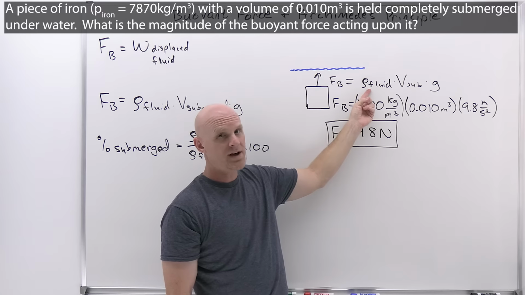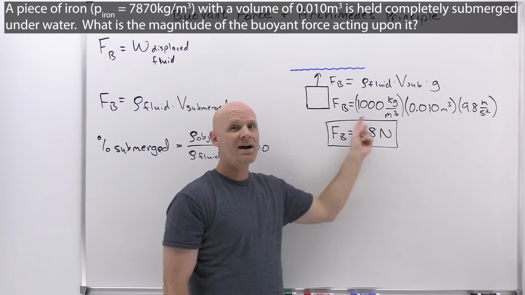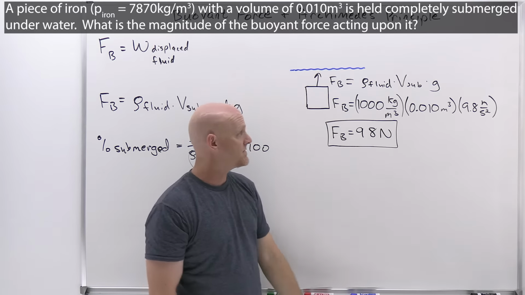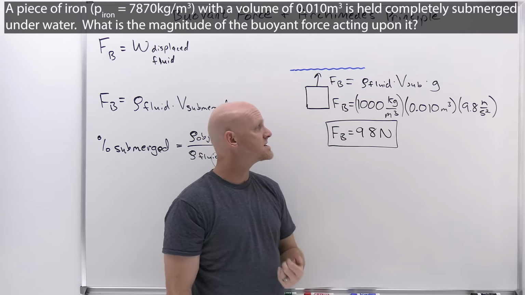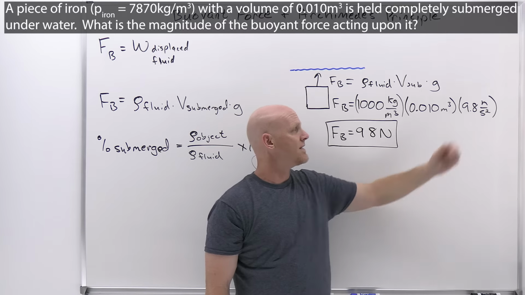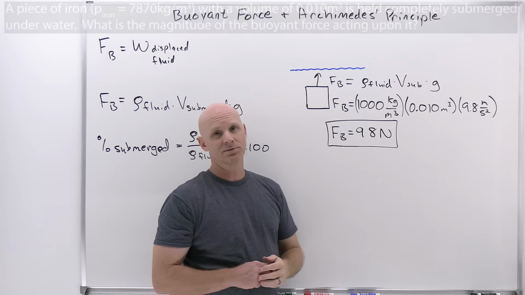The density of the fluid hasn't changed, even though the density of the objects has, and gravity hasn't changed, and it's the exact same calculation. Nothing has changed. 1,000 kilograms per meter cubed is the density of water. Volume of the iron in this case is 0.010 meters cubed. Gravity is still 9.8 meters per second squared, and the buoyant force still comes out to 98 newtons.